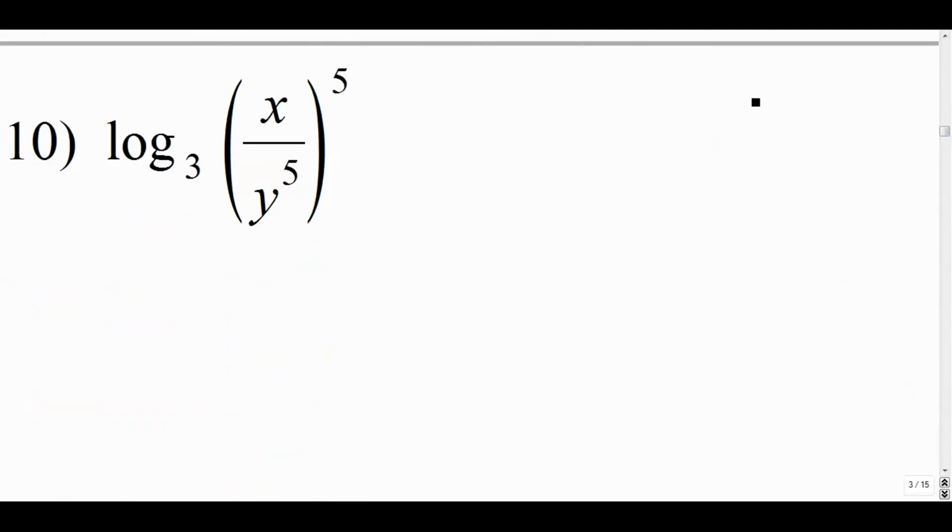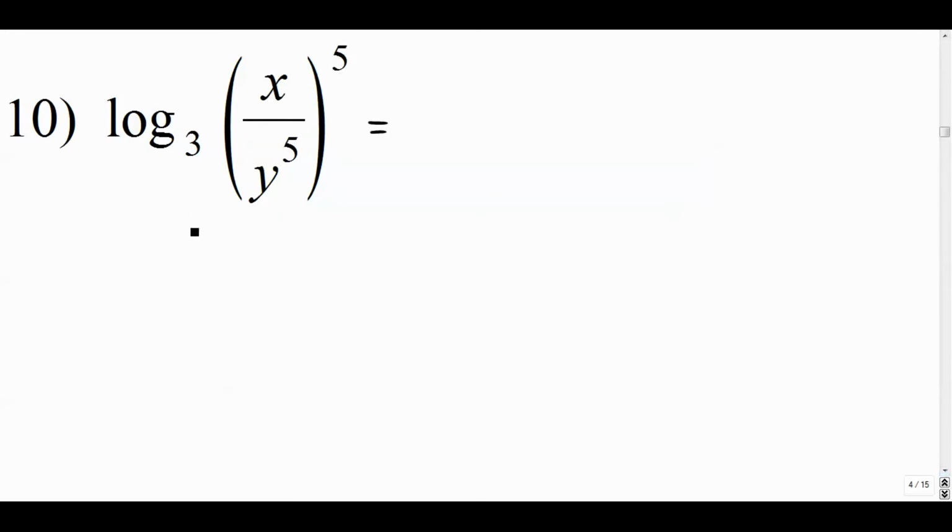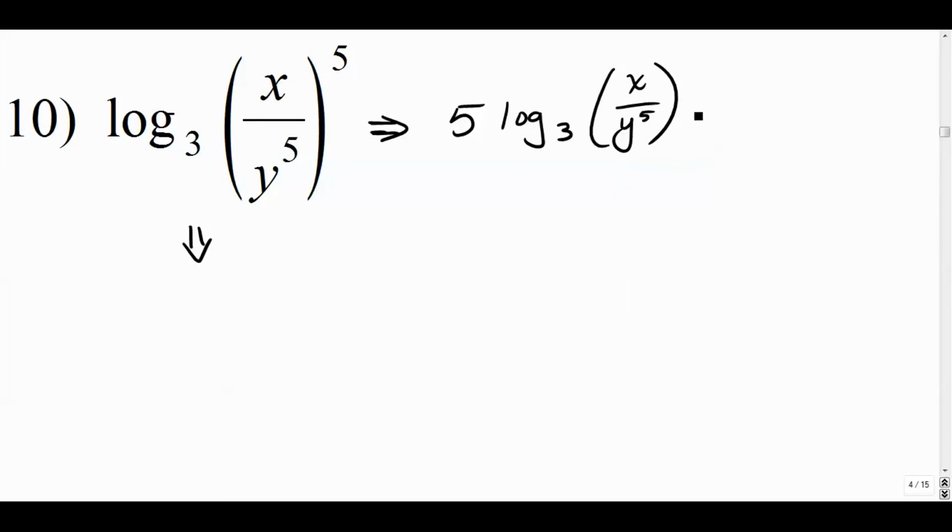Number 10. A couple different ways to do a lot of these problems, as was the case with all my exponent videos. You have options, but maybe I'll show you both options here. So if I go first option, I take this 5 and I move it down in front first. So I say 5 log base 3, rather, x over y to the 5th. Division actually translates into subtraction, so 5, and then log base 3 of x minus log base 3 of y to the 5th.